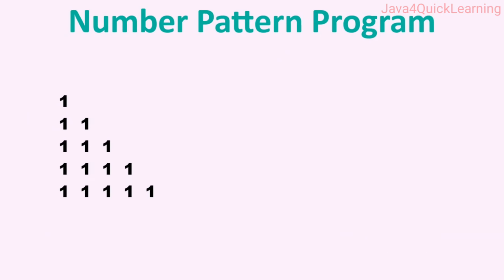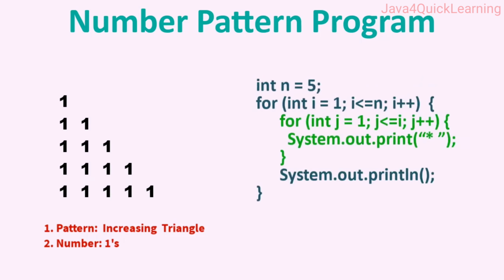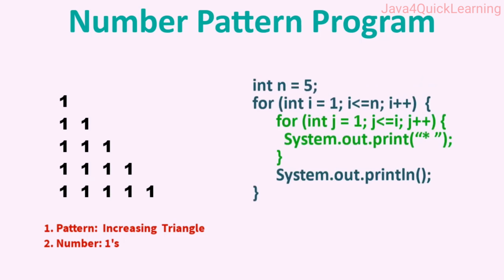Suppose it was a pattern of just ones. When you solve a pattern program with numbers, you will break your problem into two parts. First, what is the pattern, and second, what are the numbers in it. You will first look at the shape and write the code which is required for that shape. As you see, this is an increasing triangle program. We will first get the star pattern program for increasing triangle we had learned in the star pattern video. So this program solves the first part of creating the pattern.